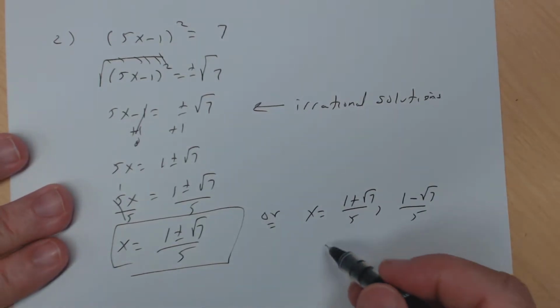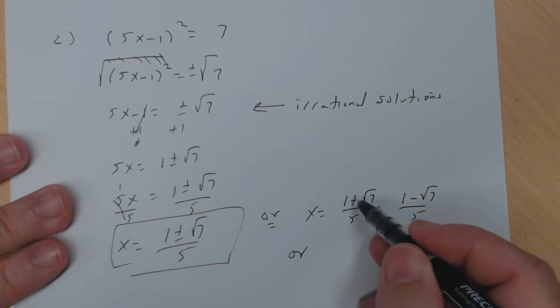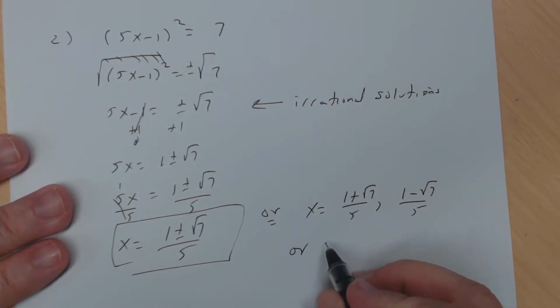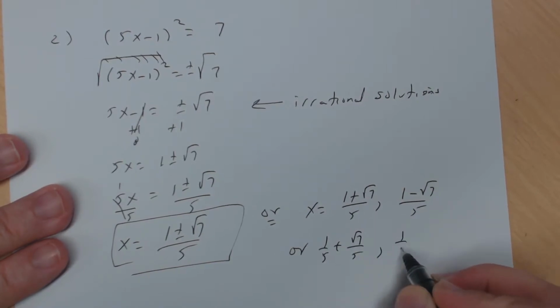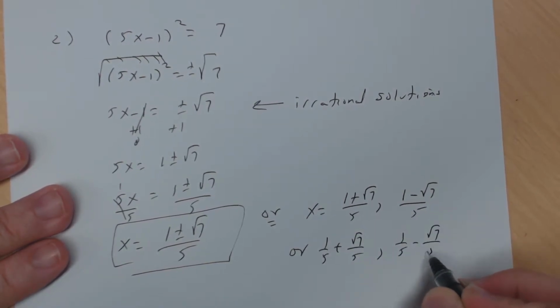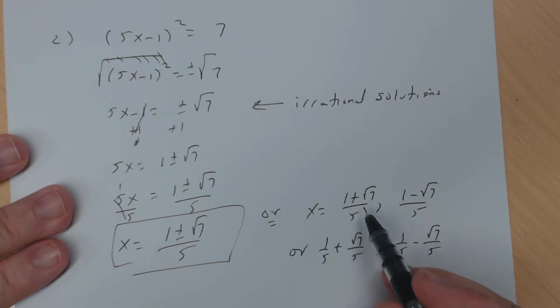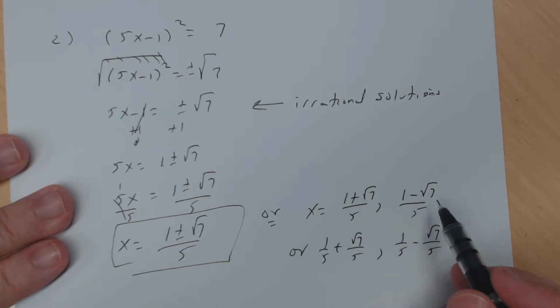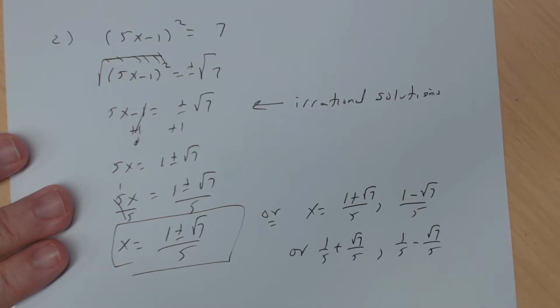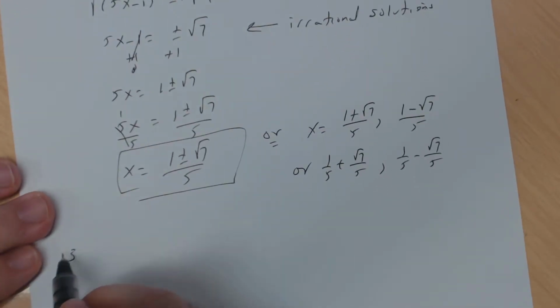Okay? You could also write each one as two fractions. So 1/5 plus the square root of 7 over 5, comma, 1/5 minus the square root of 7 over 5. All right, so that's number 2.